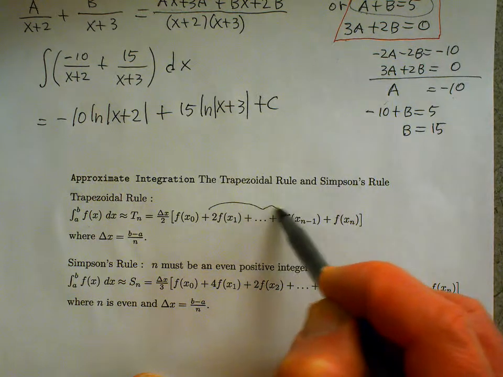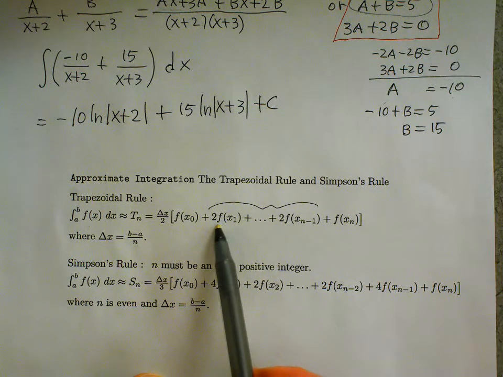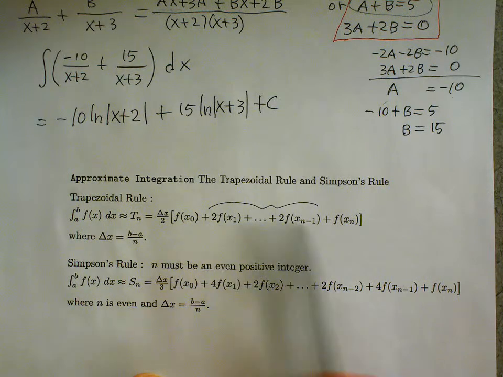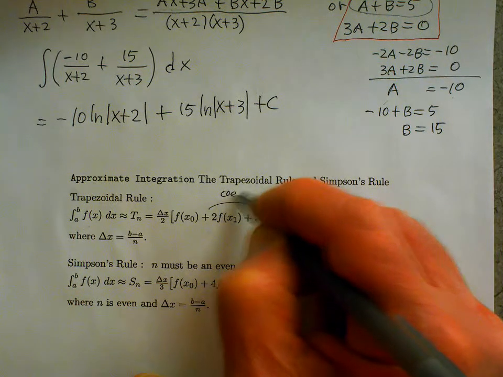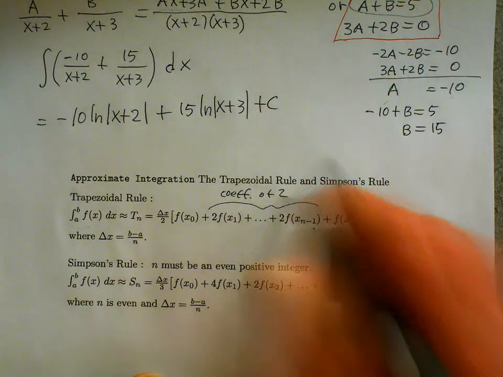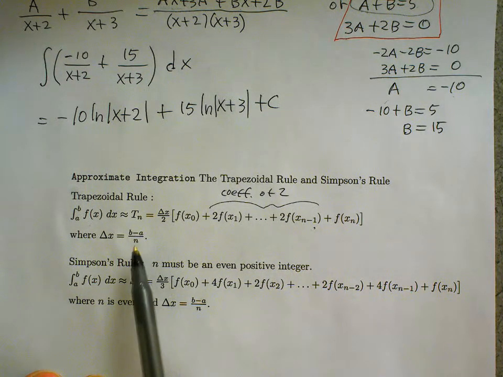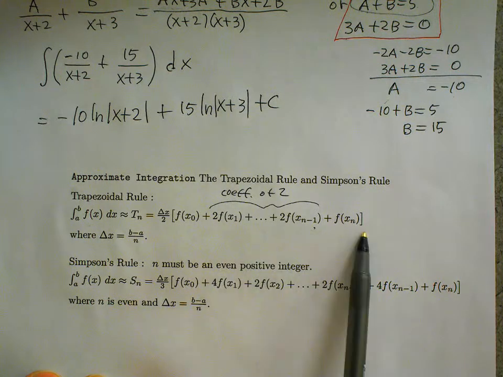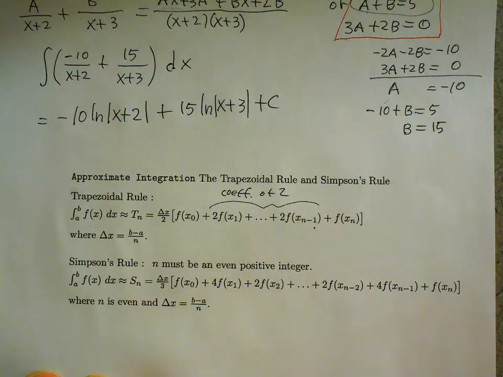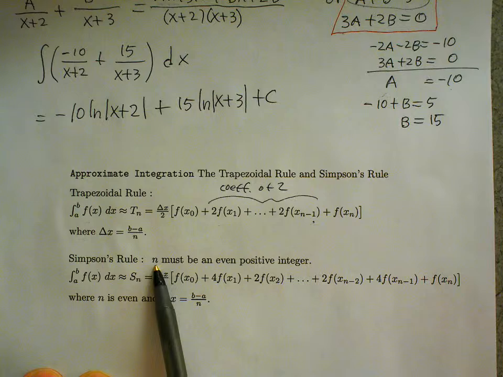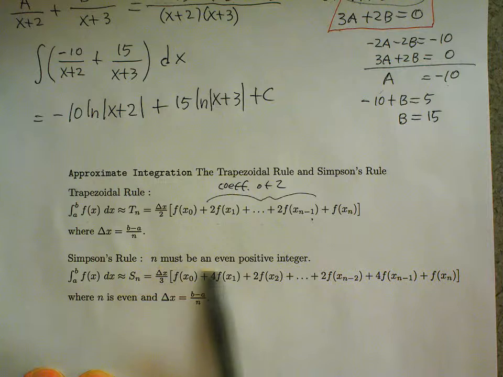To the right of the first term and to the left of the last term, all of the coefficients are 2. And then delta x is b minus a divided by n, where n is the number of subintervals. When using Simpson's rule, the number of subintervals must be even. So n must be an even positive integer.